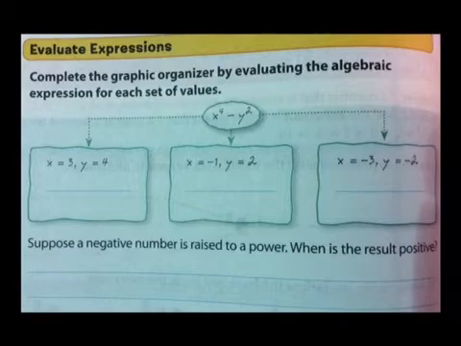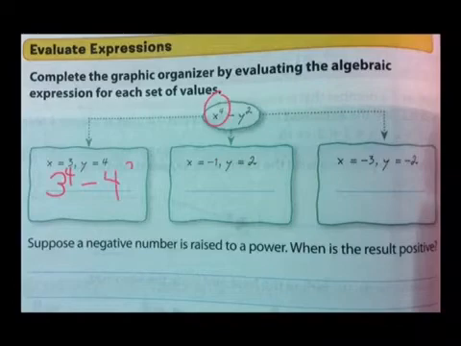Okay, now we're going to replace these variables for this equation. We have x to the power of 4 minus y squared. And we've been given the values for each one 3 different times. For example, for this situation, we have x equals 3 and y equals 4. So we replace the variables. So I'm going to write x as 3 to the 4th power, as we have it right there, minus y is 4 to the 2nd power.